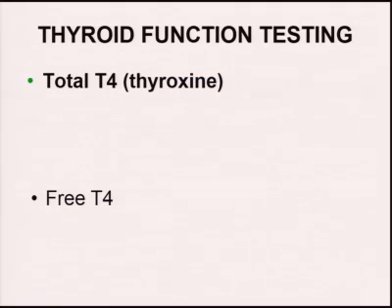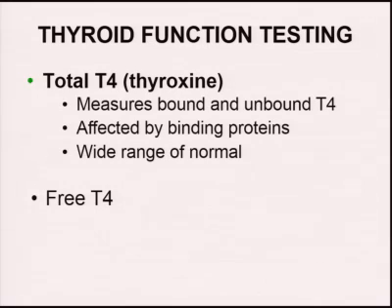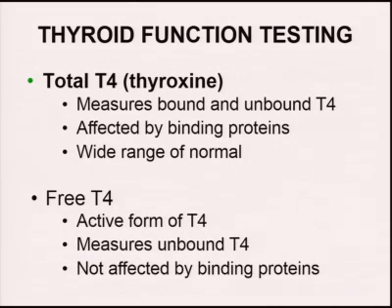All right, the total T4 we talked about measures both bound and unbound T4. We saw how wide the range of normal is and how sometimes that can be misleading and not a good reflection of the person's overall thyroid status. Free T4 measures unbound T4. So the free fraction, the biologically active fraction. So if after the TSH, if we had to pick between the free T4 and total T4, we'll generally pick the free T4 because it's not going to be affected as much by variations in protein binding state.